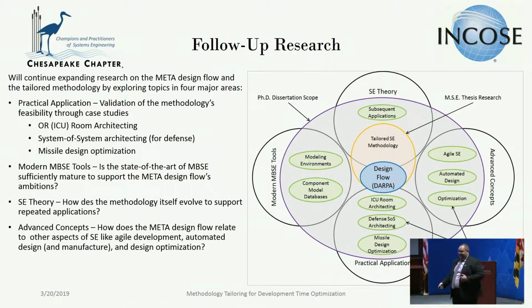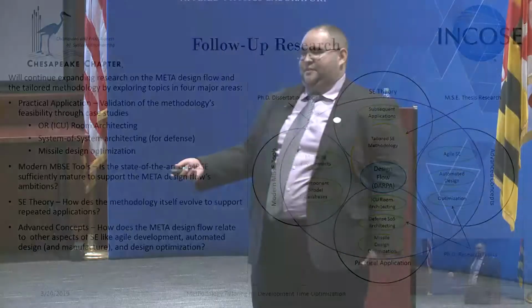And finally, there was a lot of discussion and feedback about, well, how does this meta design flow, which seems like a great idea, how does it work in a project that's trying to do agile? How does optimization work within the framework? If you're trying to do trade studies, wouldn't you want to do just automated optimization and stuff like that? So I would like to explore those topics in my PhD research.